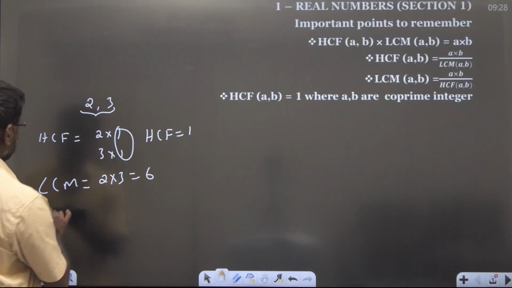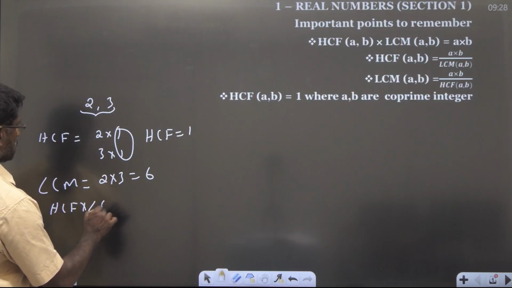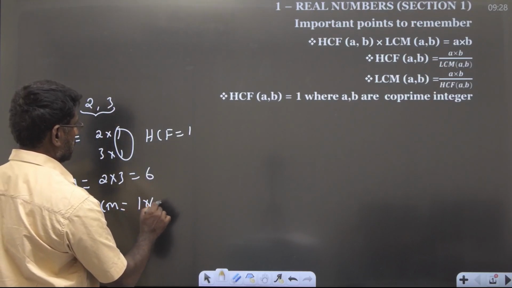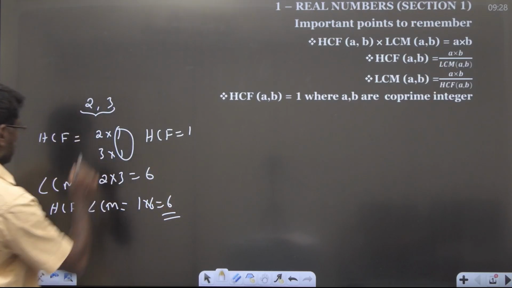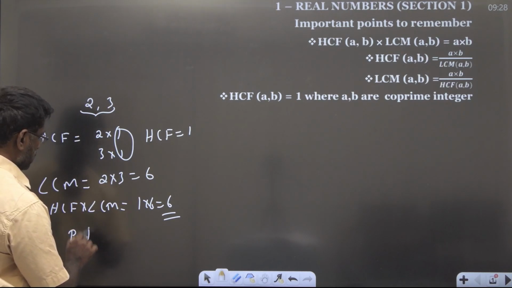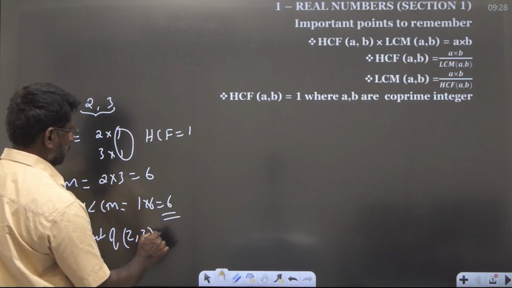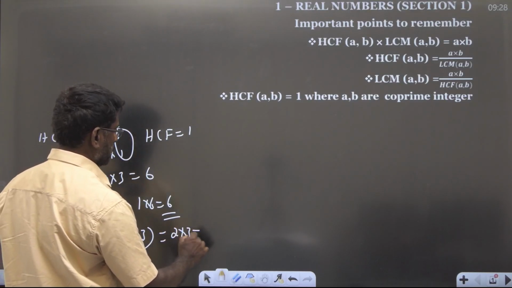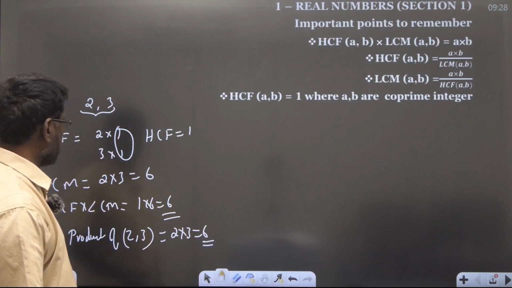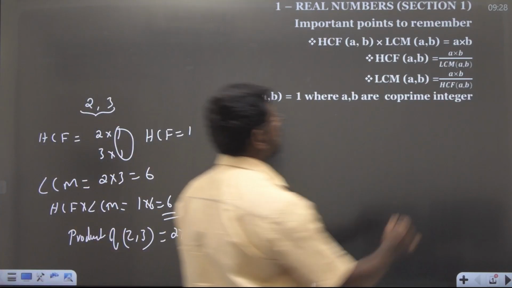That is HCF into LCM is equal to, what is it? 1 into 6, that is 6. Similarly, the product of the numbers 2, 3, that is 2 into 3, again 6. That is, HCF into LCM is the same as the product of the given numbers. That is this rule.